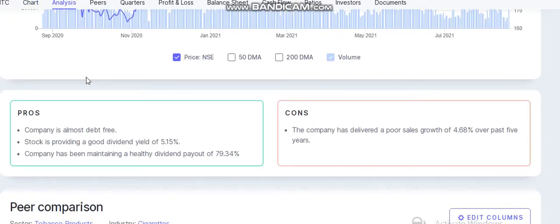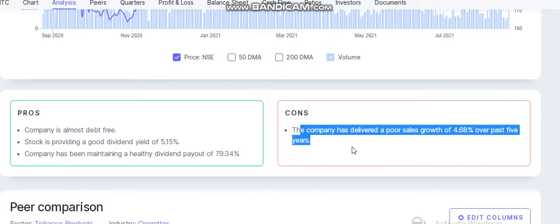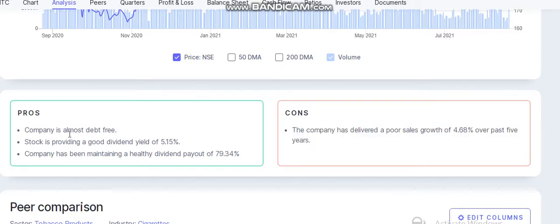So pros and cons. Cons means disadvantages, pros means advantages. What is the con? The company delivered poor sales growth of 4.68% over the past 5 years. So this is the only con. The company has delivered poor sales growth. That is one con, that is fine, but overall we see the company has good pros.